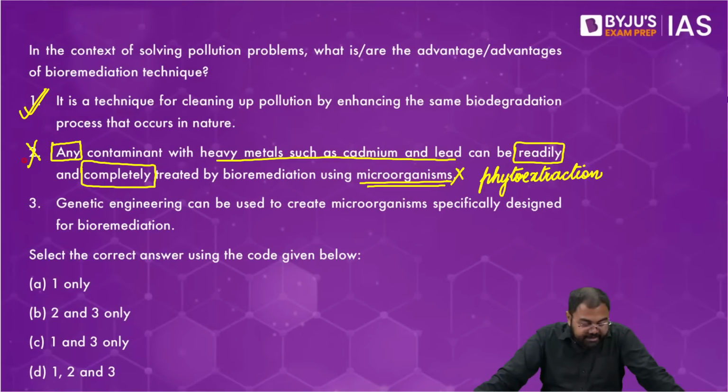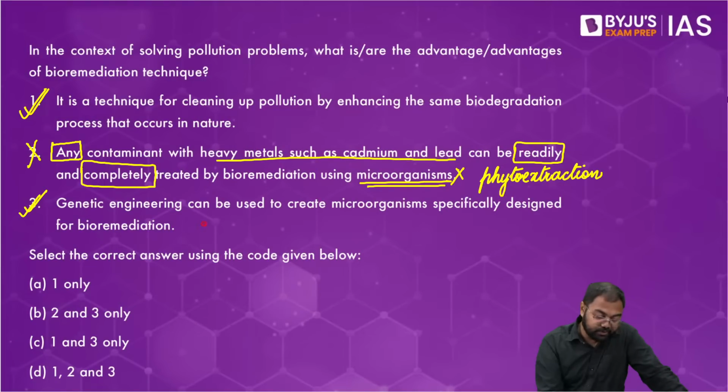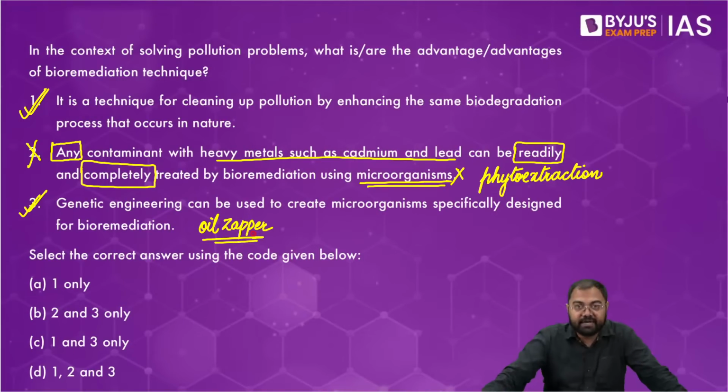Third statement is genetic engineering can be used to create microorganisms specifically designed for bioremediation. Can it be done? Of course, it can be done. We discussed oil zapper, and we discussed that oil zapper is a formulation made of five different bacteria. And even in case of the second statement, what I just told you is that we are trying genetic modification so that we can help better in bioremediation processes. So statement number one and statement number three are correct, and the correct answer will be C.